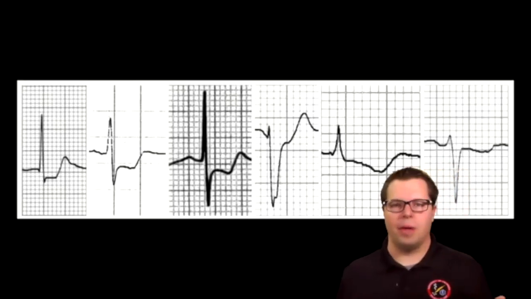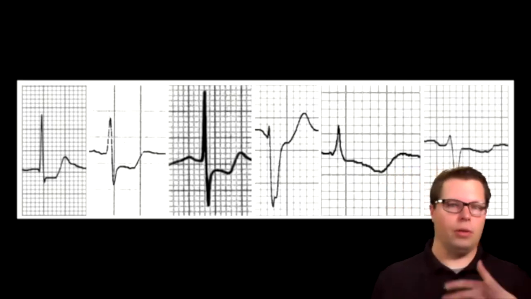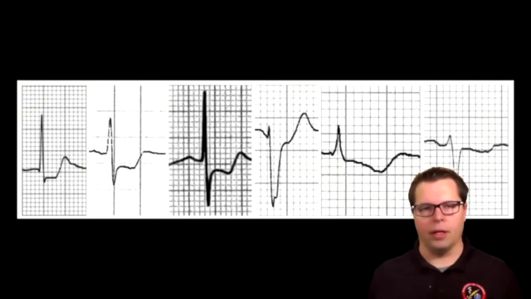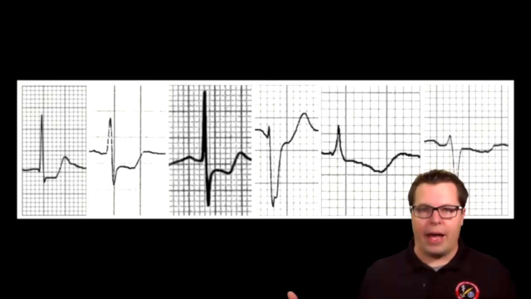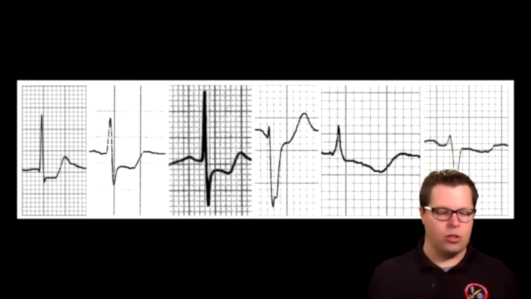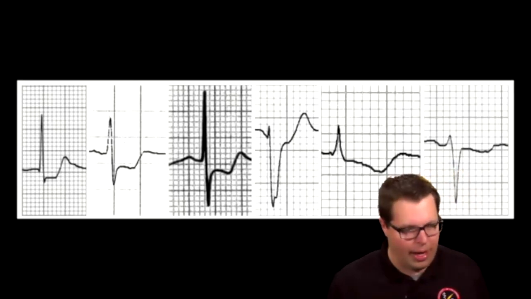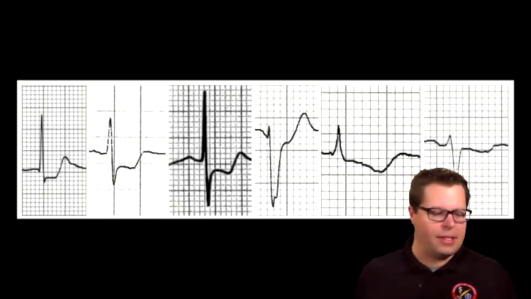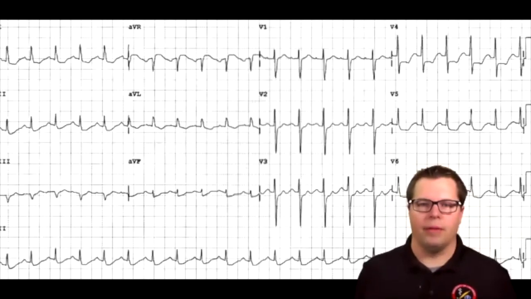Maybe it's a shock state. Maybe it's just their blood pressure is crappy and you're literally not perfusing the heart. Maybe it's because they have a subtotal coronary occlusion that's keeping it from getting enough blood flow. Maybe it's going too fast and it's just hurting. It's consuming more oxygen and more substrate than it is able to get. That's the ischemia part. Let's look at a couple of examples here.